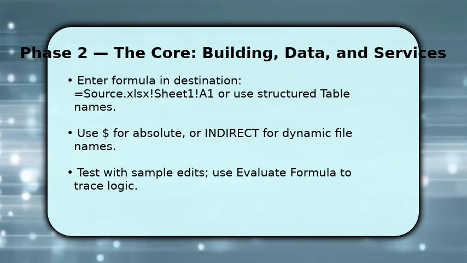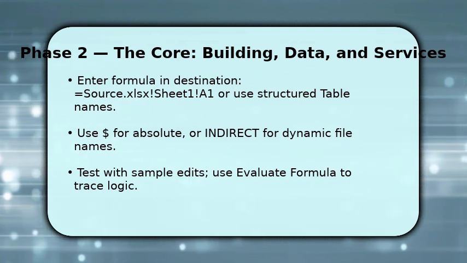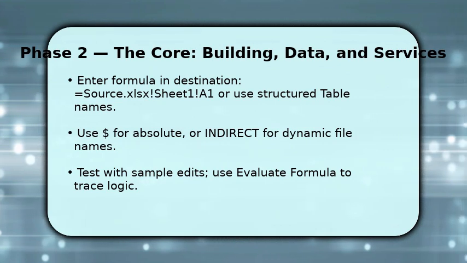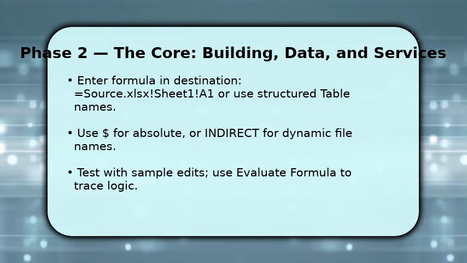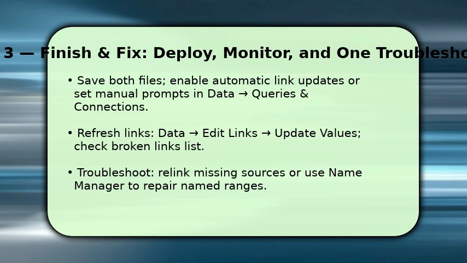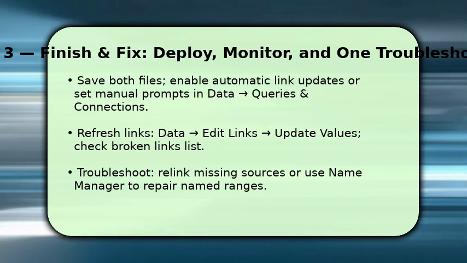Make sure to test by changing a source value. Use Evaluate Formula to trace steps, and confirm Excel reads the link exactly as you intended. To finish, save both workbooks and choose how Excel updates links, automatic or manual, in the Data settings. Then refresh links via Data > Edit Links > Update Values and confirm destination cells reflect source changes. Make sure to use consistent file paths if you move files.